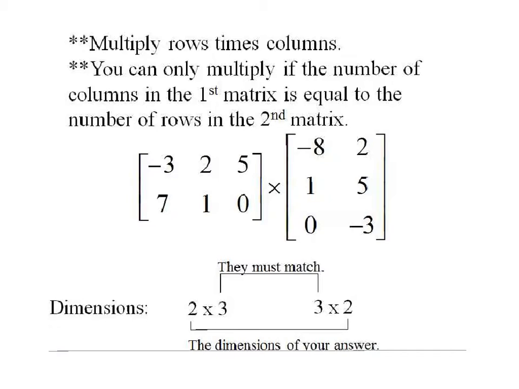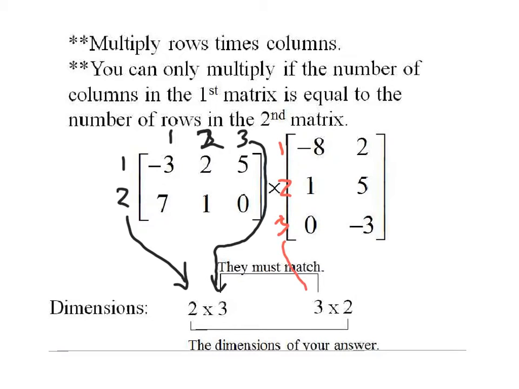There are 2 rows right there and 3 columns. So that's where we get the dimensions for the first matrix. It's always rows then columns, so that's what we call dimensions. In the second matrix, you see that we have 1, 2, 3 rows. That's where we get that number. And we have 1, 2 columns. That's where we get that answer.